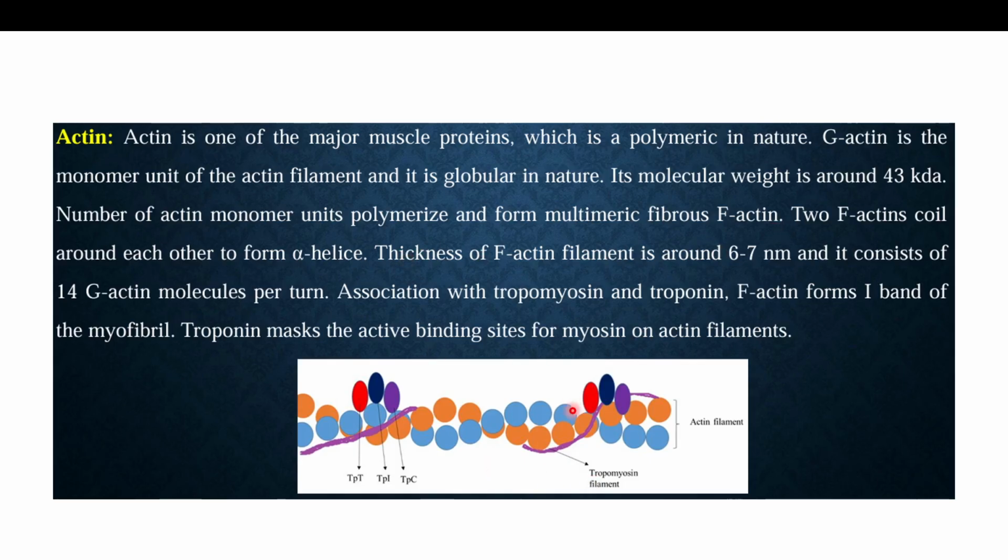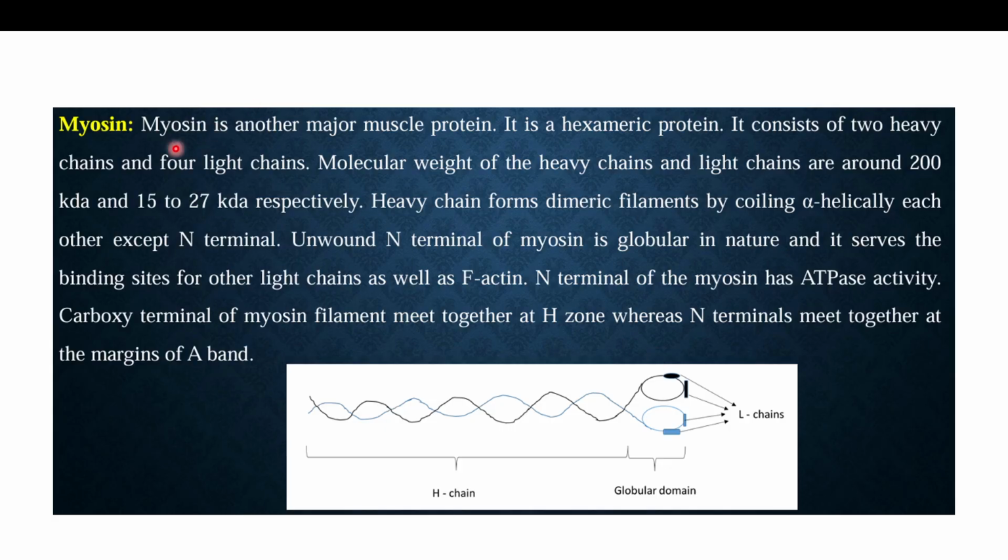And then there are tropomyosin and troponin, which wrap around the filamentous actin to mask the myosin binding sites on actin filaments. Now, when we talk about myosin, it has a tail portion and a head portion, and it is hexameric in nature, consisting of two heavy chains and four light chains.